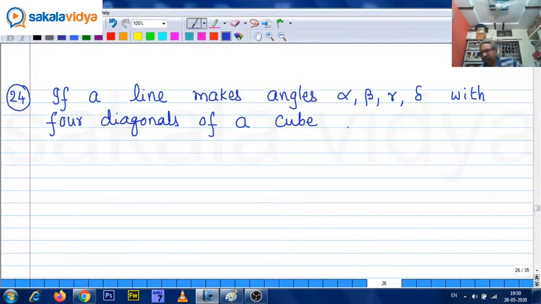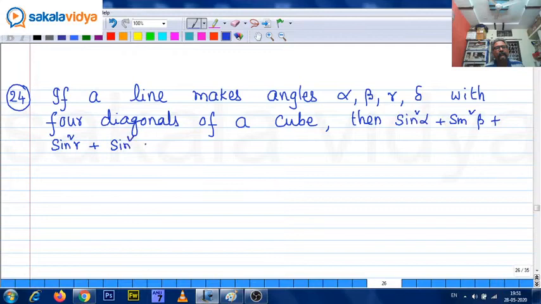If a line makes angles alpha, beta, gamma, delta with four diagonals of a cube, then sine square alpha plus sine square beta plus sine square gamma plus sine square delta equals to, okay, first option 5 by 3, second option is 4 by 3, third option is 8 by 3, fourth option is 2 by 3.